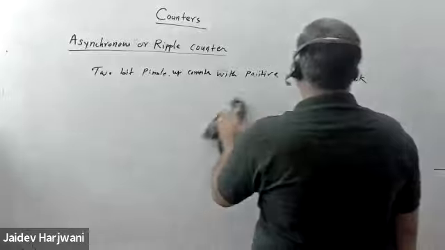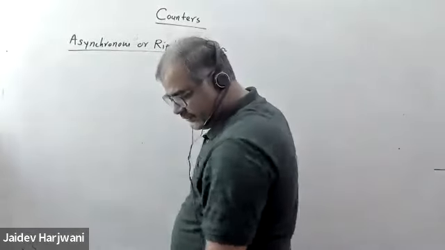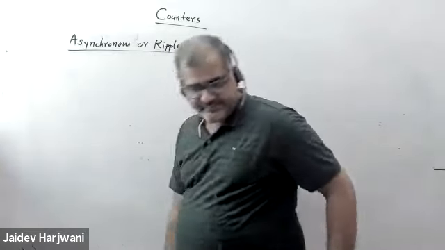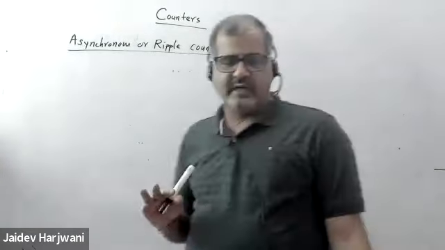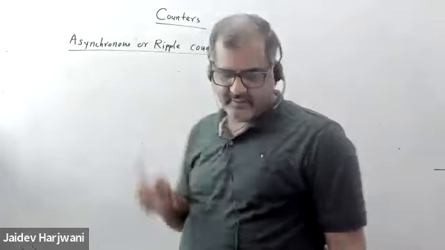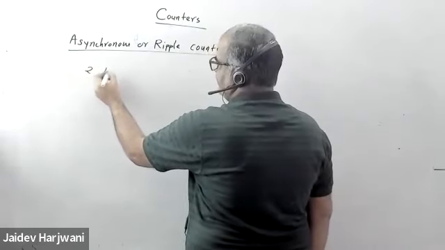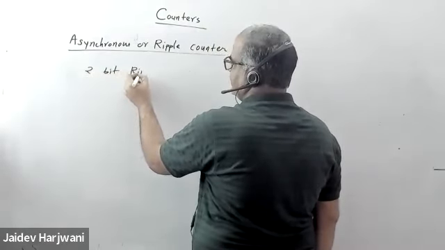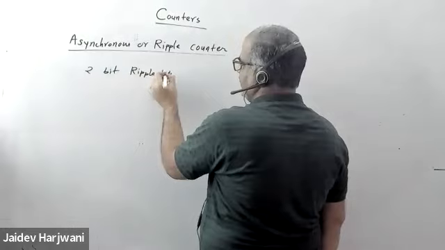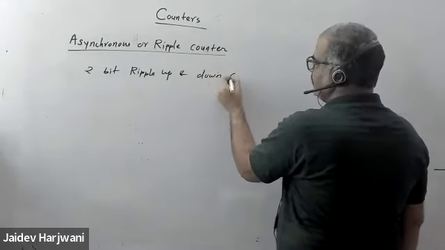ओके, अगर मुझे एक ही चीज से रिपल अप भी बनाना है, रिपल डाउन भी बनाना है, मतलब मेरा एक ही काउंटर है, वो अप भी जाना चाहिए, डाउन भी जाना चाहिए, तो मुझे एक कंट्रोल वेरिएबल लगाना पड़ेगा। ओके, सो आई एम मेकिंग नाउ 2-bit रिपल अप एंड डाउन काउंटर, okay.